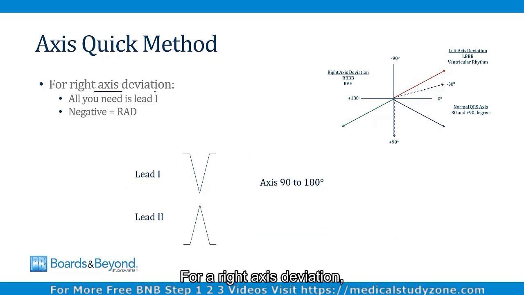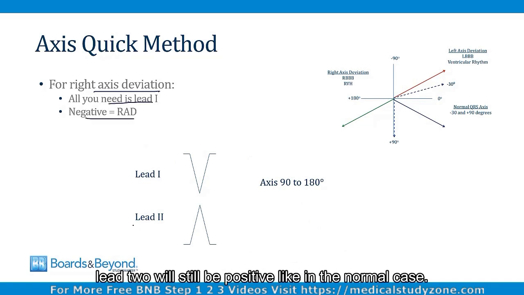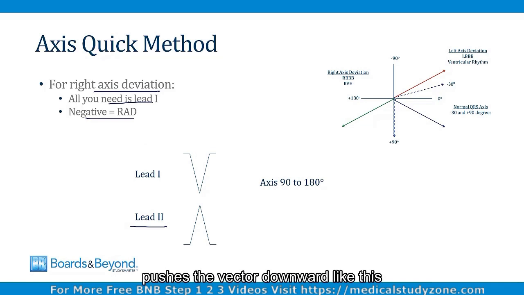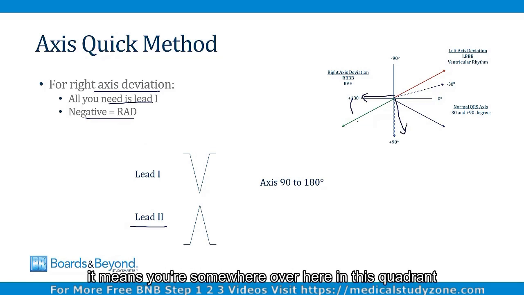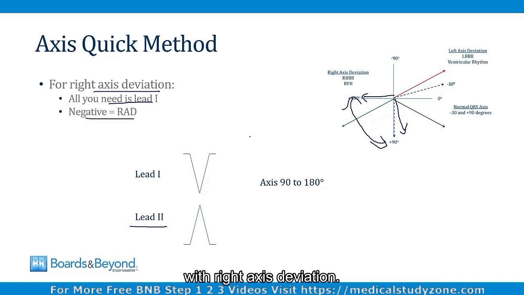For a right axis deviation, all you need to look at is lead 1. If lead 1 is negative, you have a right axis deviation. Lead 2 will still be positive, like in the normal case. Remember that lead 2 pushes the vector downward like this, and if lead 1 is negative, you're somewhere over here in this quadrant with right axis deviation.